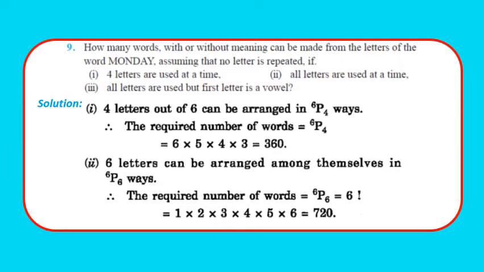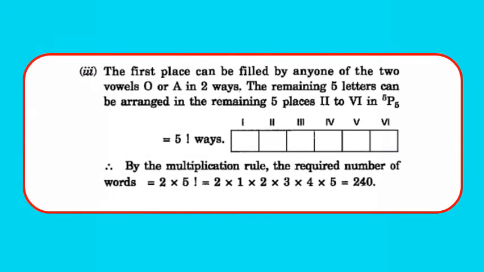Clear? Second, we have all letters are used, that is 6 letters out of 6 letters have been used. So again, using permutation, it will be equal to 6P6, that is factorial 6, and factorial 6 equals 1 into 2 into 3 into 4 into 5 into 6, which is equal to 720. Third is, the first place can be filled by any one of the two vowels, O or A. So first place we have 2 possibilities. Now the remaining 5 letters can be arranged in the remaining 5 places, 5 out of 5, that is 5P5. So again, by the multiplication rule, we have 2 into factorial 5, that is 2 into 1 into 2 into 3 into 4 into 5, that is 240. Clear? So pause and note down the solution.